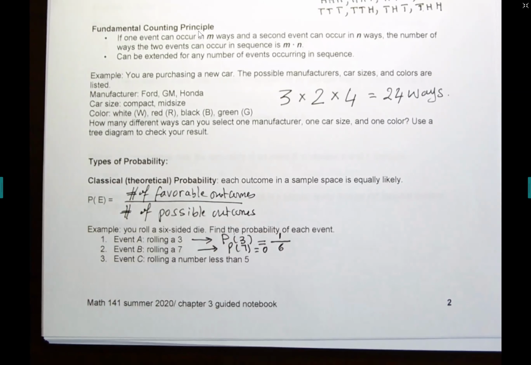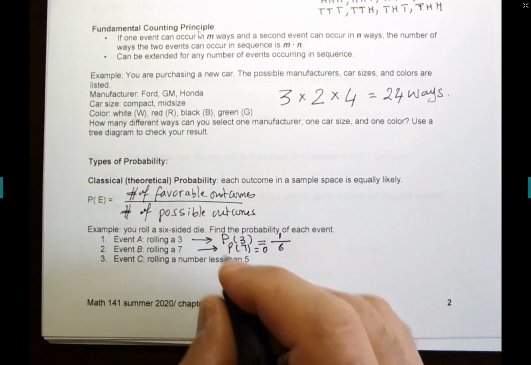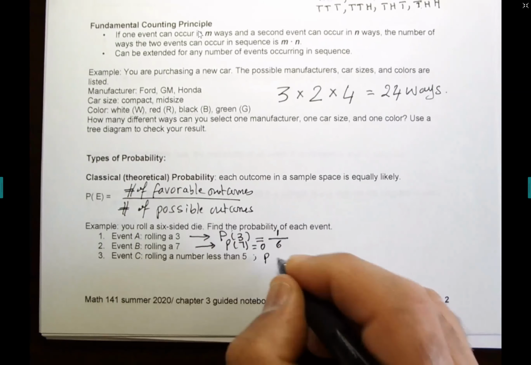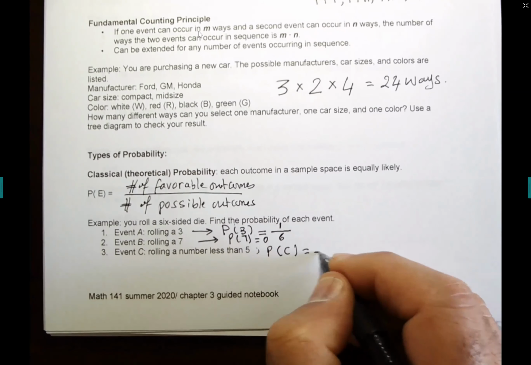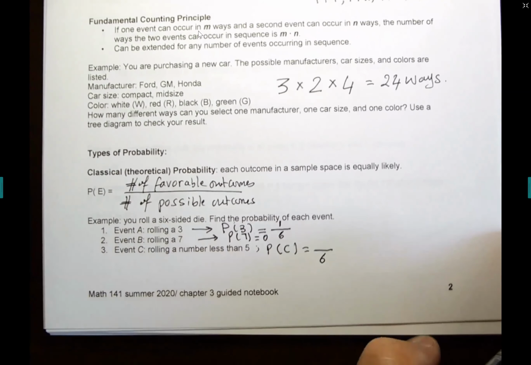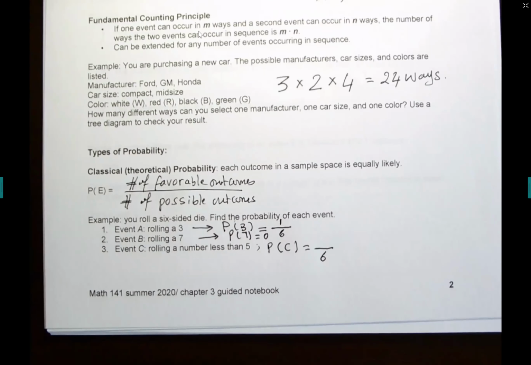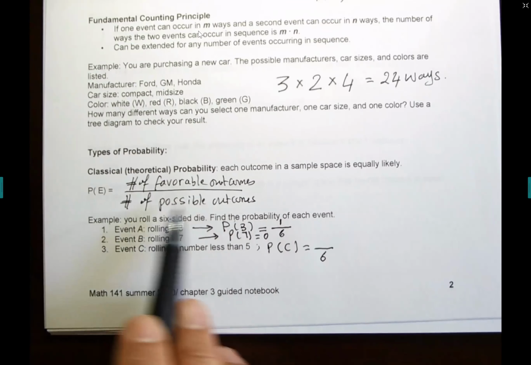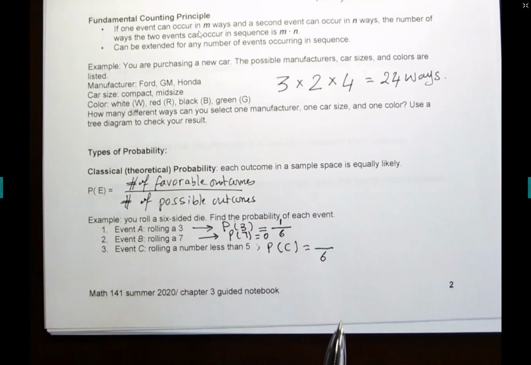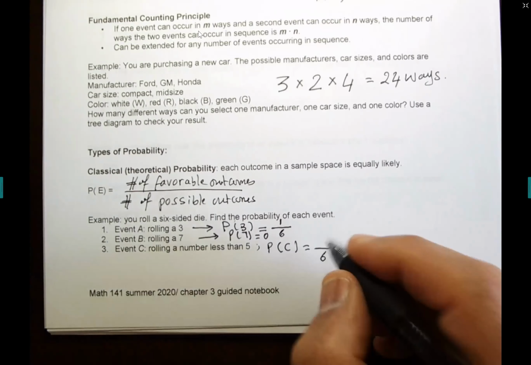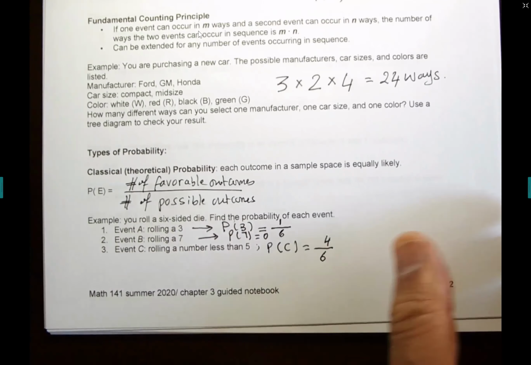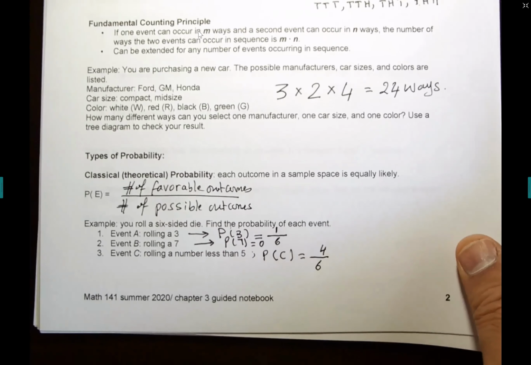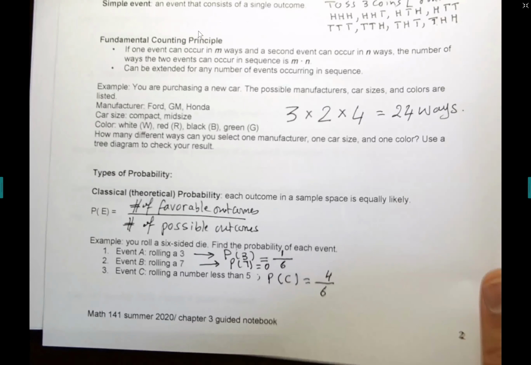Event C. What's the probability of rolling a number less than 5? So what's the probability of C? I could have put A, B here. So probability of C. Okay, you know the denominator does not change, guys. It's always a 6 because you have 6 faces on the die. That's what I mean by number of possible outcomes. That's okay. Less than 5. What do we have less than 5? 4, 3, 2, 1. So I have 4. So the answer is 4 out of 6. That is what the classical definition of probability is. We'll do some more examples as we progress in this.